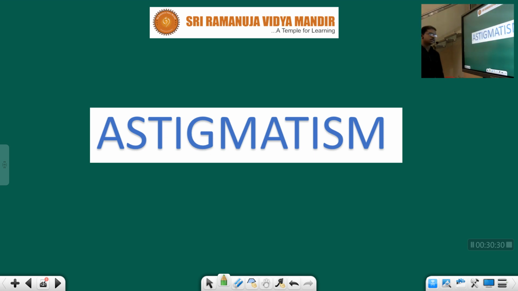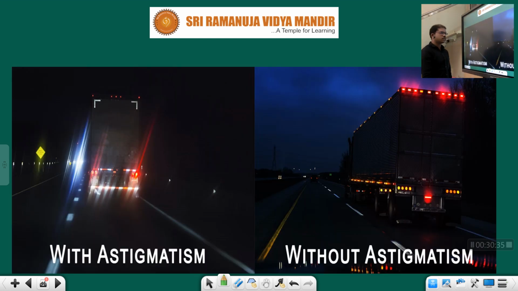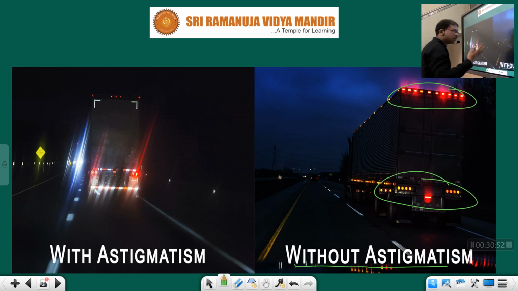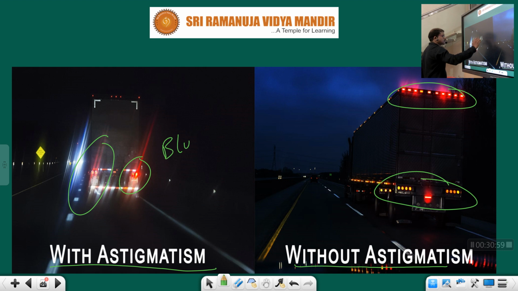Next, astigmatism. Children, this is also an eye defect. Whenever a person is suffering with astigmatism, for them things appear blurred. Suppose a person is not having astigmatism; without astigmatism, children, the light appears like this, the objects, the emitting light rays and all. For those suffering with astigmatism, the light appears blurred, children. Blurred images are formed.